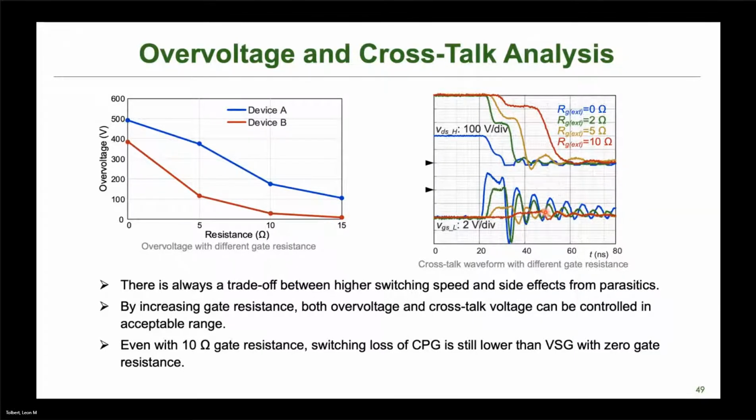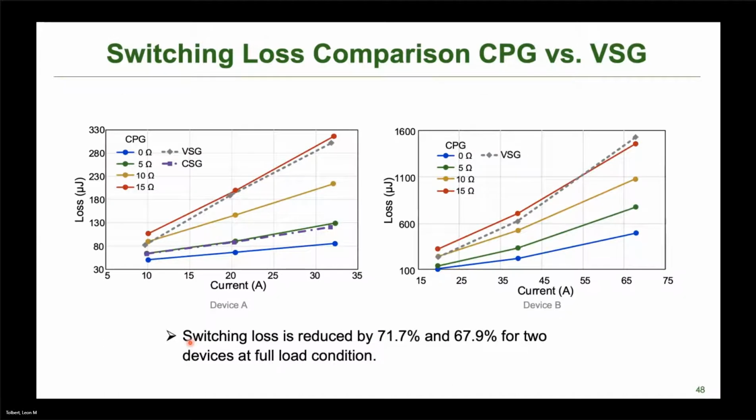But by controlling that gate resistance, you can make sure that you're limiting things within an acceptable range. And at least the switching loss of this CPG, even if you use something larger like 10 ohm gate resistance, is still going to be less than the voltage source gate drive.